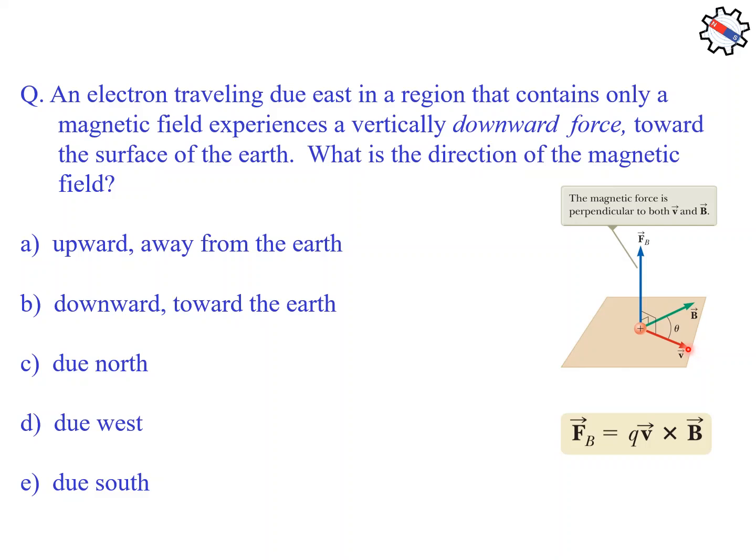Well, we're told that the velocity is due east. So if that's east, then where the red arrow is pointing, then the magnetic field would have to be north. So it would be C.